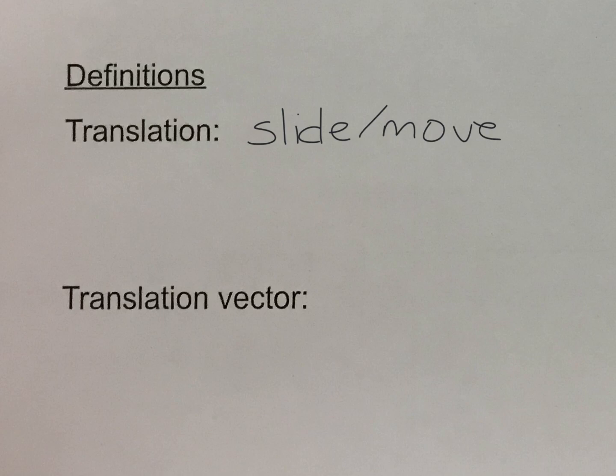So translation, nothing's happening to our figure, getting big or small. All it's doing is moving across the graph. Okay, so for the translation vector, that's kind of the rule that we're going to follow.